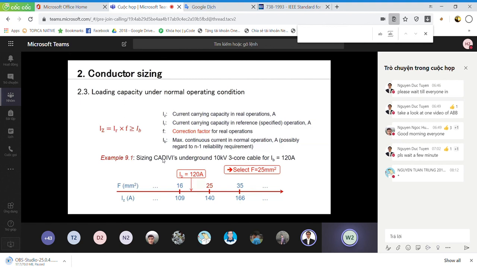Here we are going to talk about the loading capacity under normal operating conditions. Here we have an equation for this: Iz equals Ir multiplied by F, greater than or equal to Ib. Iz here is the current carrying capacity in real operation. Ir is the current carrying capacity in reference operations. F is a correction factor for the real operations. Ib is the maximum continuous current in the normal operation.